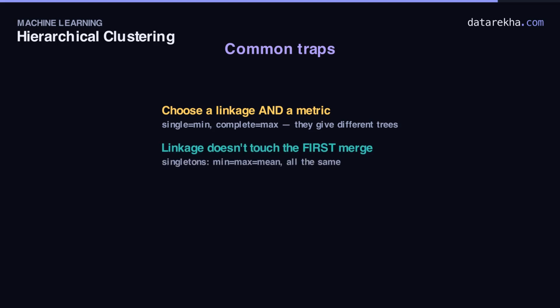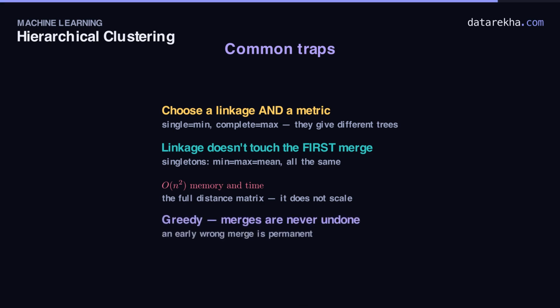Trap 2. Thinking linkage matters from step 1. It doesn't. When every cluster is still a single point, the minimum, maximum, and mean are all the same one number. Linkage only starts to bite once clusters hold more than 1 point. Trap 3. Cost. You need the distance between every pair of points, so memory and time grow like n squared. On a few thousand points, it's fine. On millions, it simply won't fit.